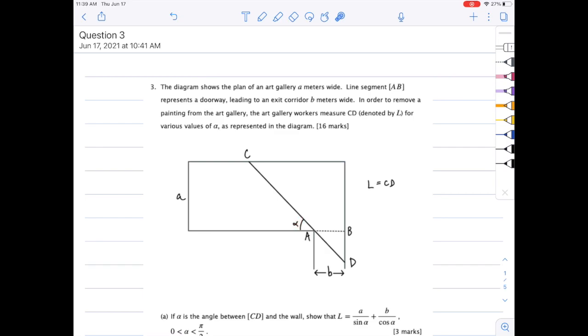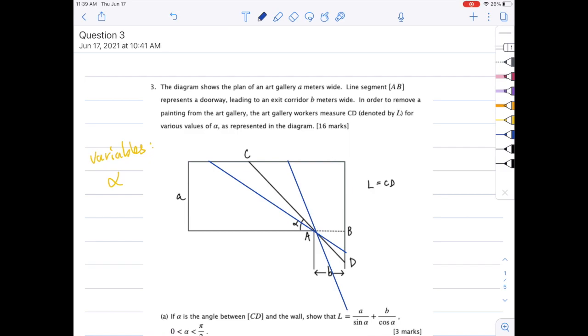This is alpha. Now this is key. They're saying that they have a painting that they need to take out from the art gallery, and the workers are going to do that by measuring CD for various values of alpha. So alpha is a variable. I think it's very important at this stage to jot down what the variables are. So the variables are, number one, alpha is a variable. So that's one value for alpha, but they might measure like this, and they might measure like this. They're measuring lengths at different alpha values, okay?